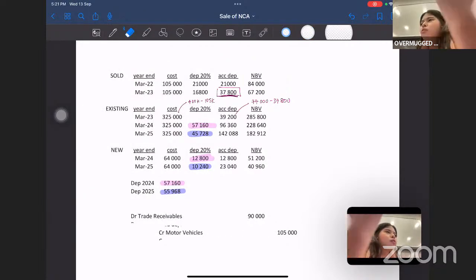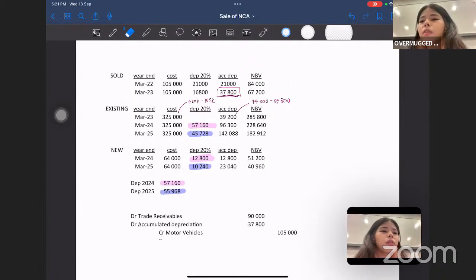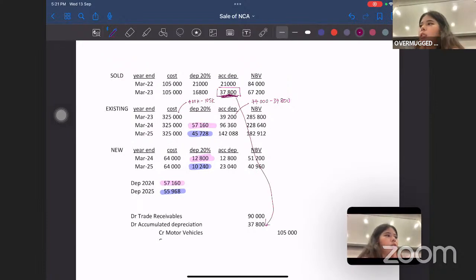Okay, so I will always remove the cost price. I will always credit the cost price. And I know that my NCA also comes along with accumulated depreciation, so that has to be gone also. To remove the accumulated depreciation, you need to debit it. As for how I get this figure, it is whatever we calculated from the table here. The accumulated depreciation is 37,800.